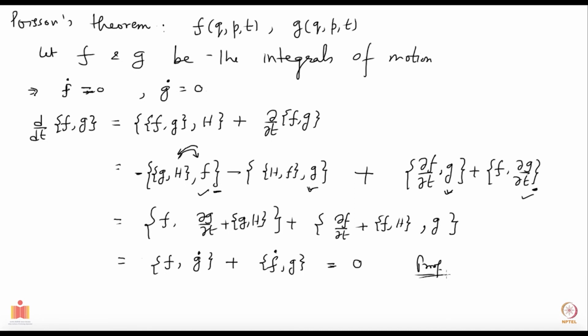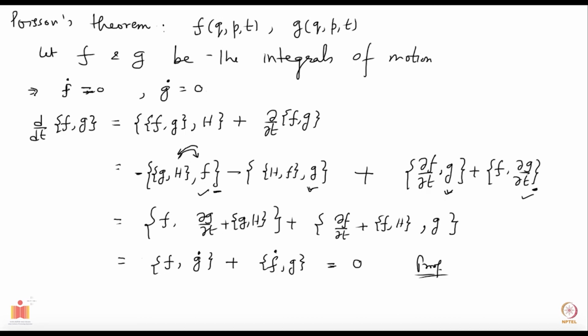Okay, so you see that if you start with two integrals of motion f and g, you can in principle construct another integral of motion, which will be the Poisson bracket of f with g, but that will not necessarily be a new integral of motion. Okay, because there are only a fixed number of integrals of motion for a given system.